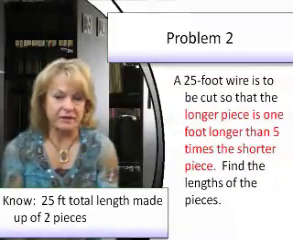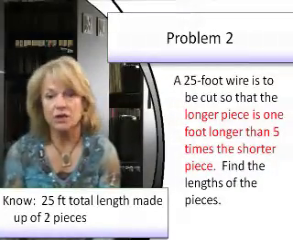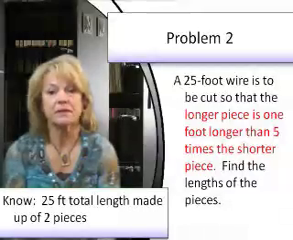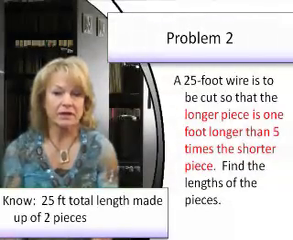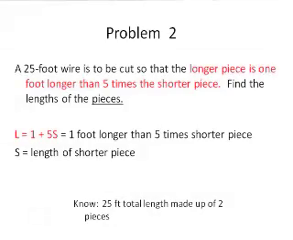Because the author is defining the longer piece in terms of the shorter, we are going to let x be the shorter piece. And how about we use s instead of x? Oftentimes we use the first letter of the unknown instead of x. This helps us keep our variables straight. Now focus on the statement in red and translate. The longer piece is 1 longer than 5 times the shorter.